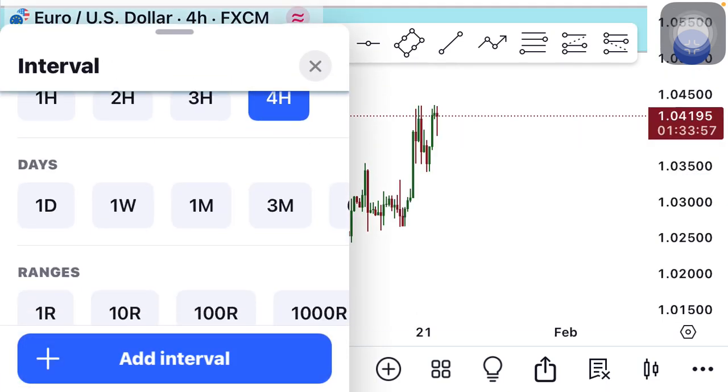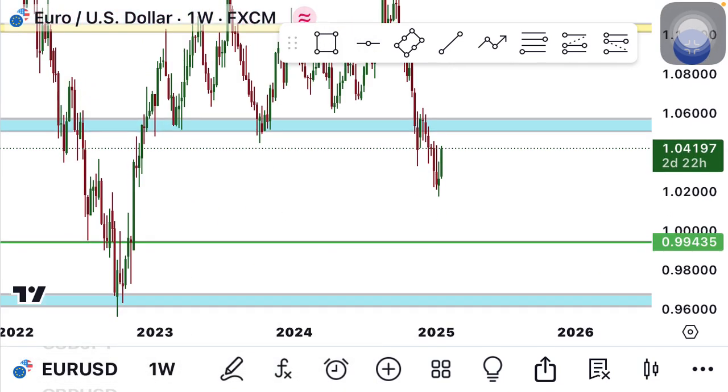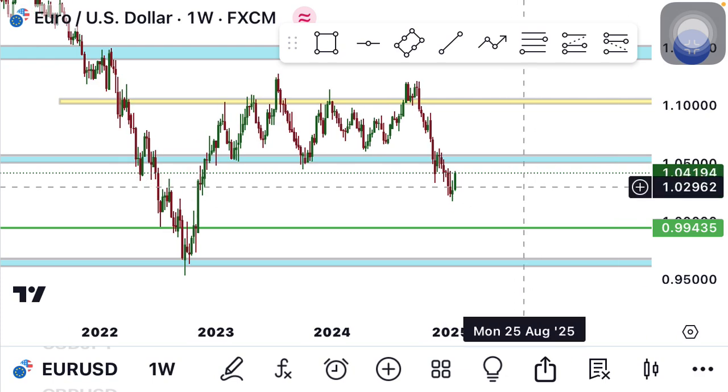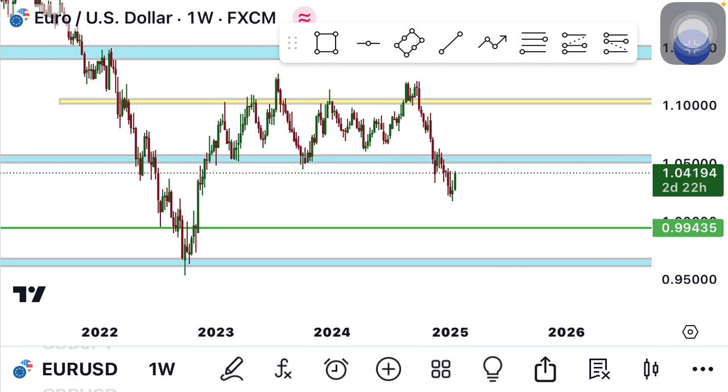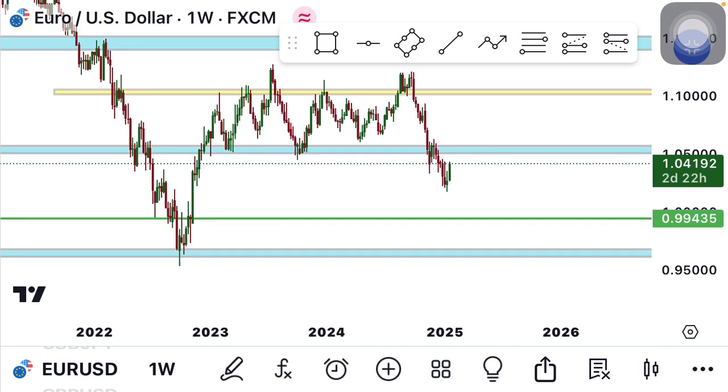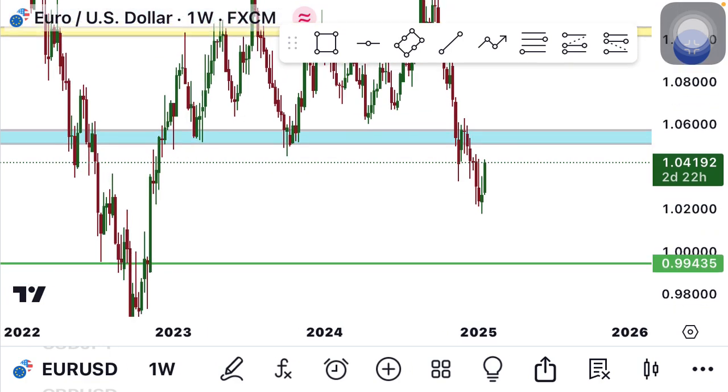I'm going to go all the way to the weekly time frame. So on the weekly time frame, as you can clearly see, first of all, the way I've plotted my key levels, shout out to the top down analysis. The top down analysis helped me to actually identify and mark out these key levels very well. Now, first of all, you have to understand that the market is bearish on the Euro USD, and we should only be looking for selling opportunities.